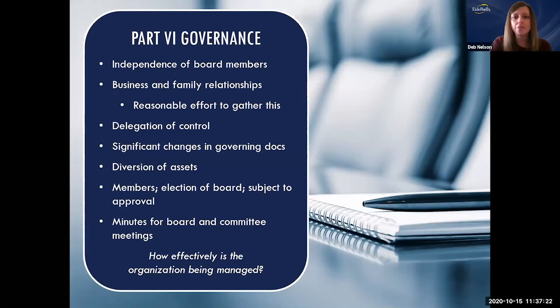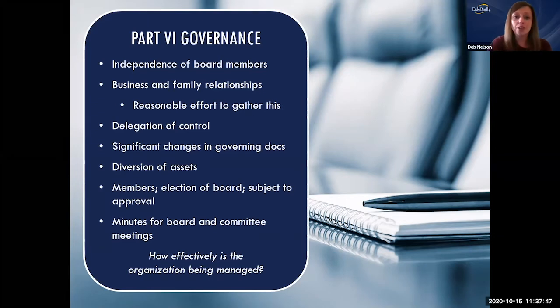For example, if you have any significant changes to your governing documents, you're required to describe those. Not everything is going to meet the level of a significant change, but if it does, it should be described in a narrative format. In addition, if there are individuals who want to know more about the structure of your board, they're going to come and look at this section.